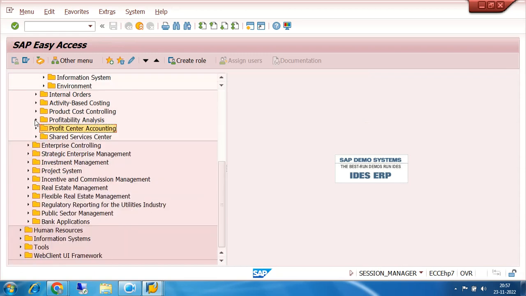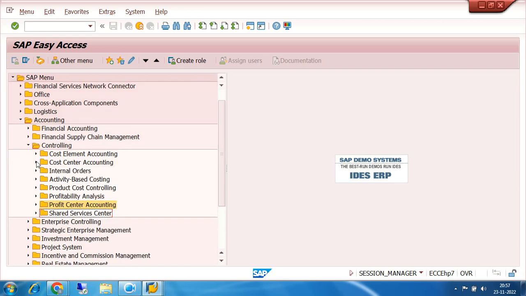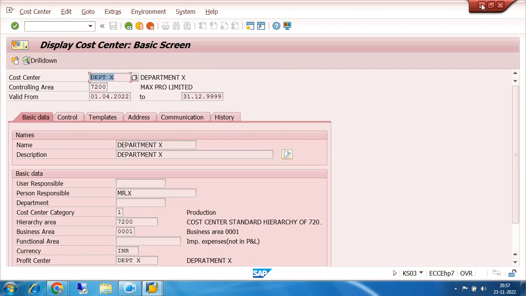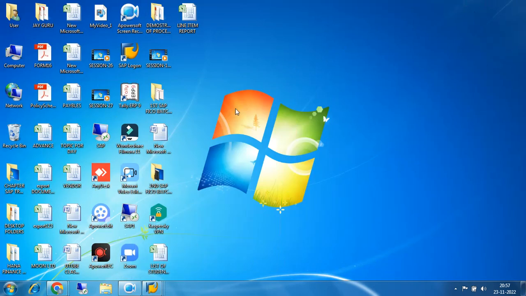So now we will entirely focus on document splitting, right? So what is document splitting? Let us open one Excel sheet. I will make you understand, then I will do the customization and I will do the demonstrations.